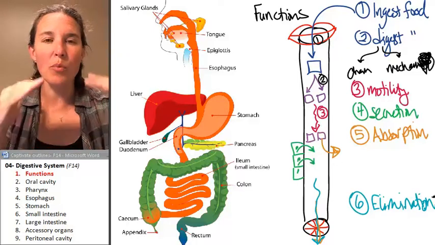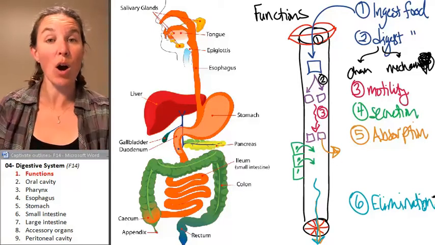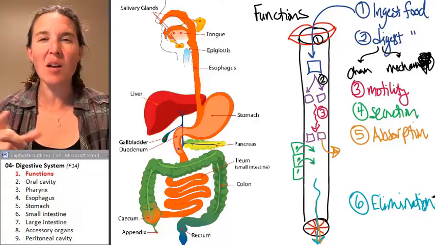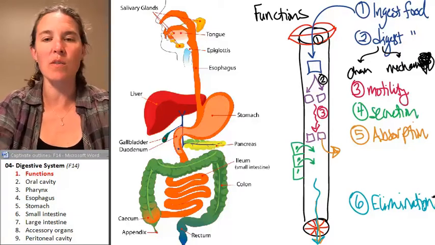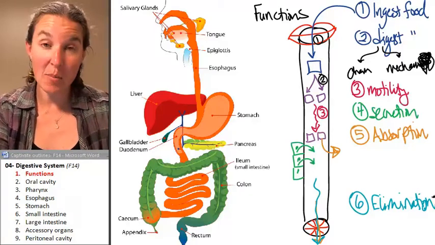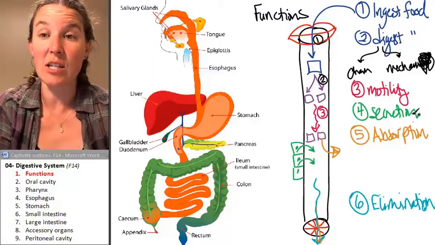And now we're going to break down each individual part of our tube and talk about the unique features found in that part of the tube, some of the anatomical features, and then some of the functions in each part.